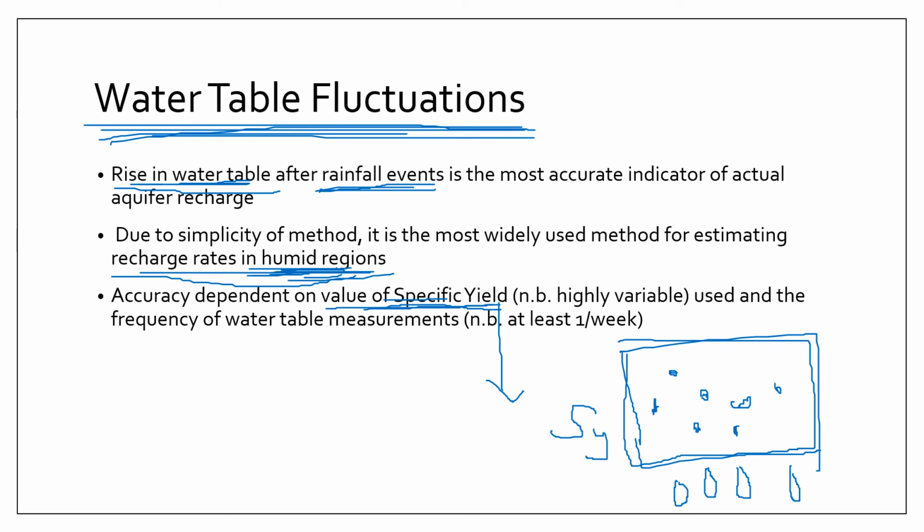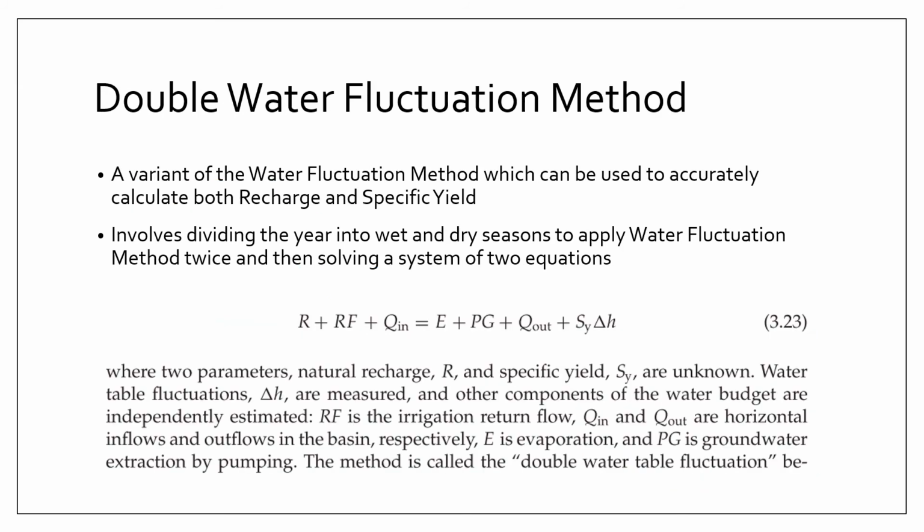All right. And another limiting thing in the water table fluctuation method is that you have to measure your water table at least once a week or more, or more frequently if you can. The details of the water table fluctuation method are discussed, I think, in exercise 2 or 3. So I won't be discussing the details of it for now.